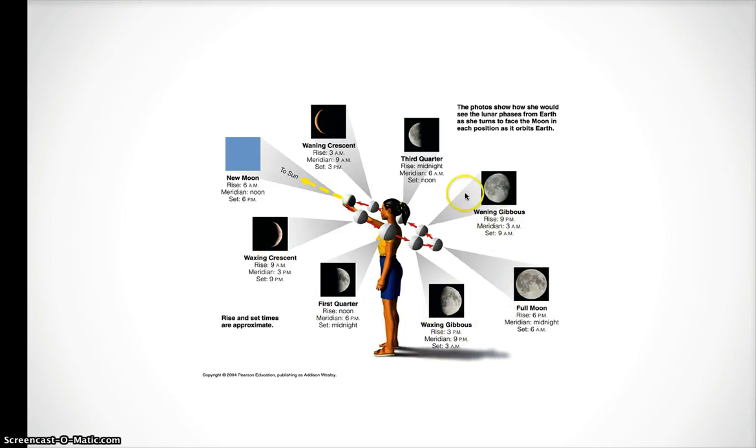And as it's starting to decrease the amount of lit part of the moon that we see, we call it waning. Again, gibbous and crescent. Notice also in this picture how it talks about when the moon rises and sets, and this helps us understand how the moon is seen during different times of the day.